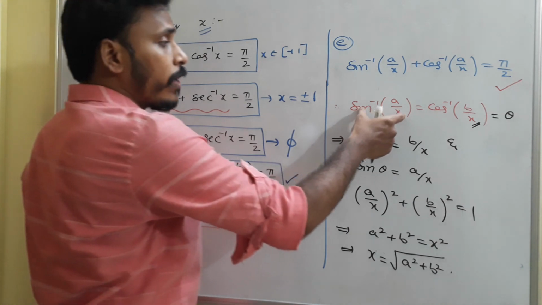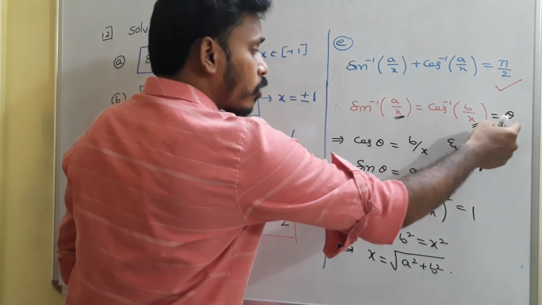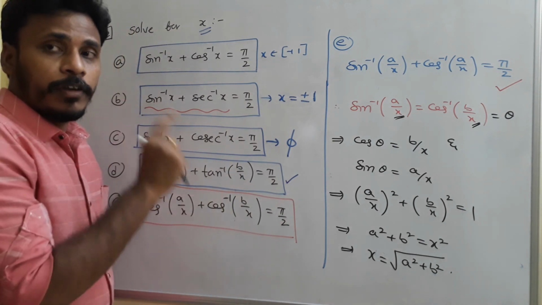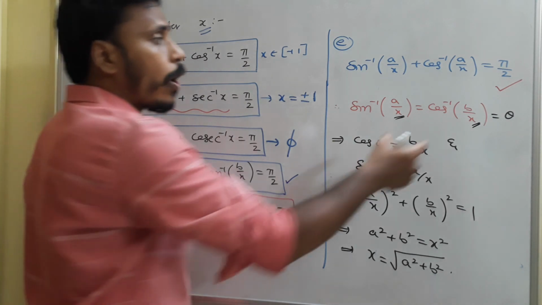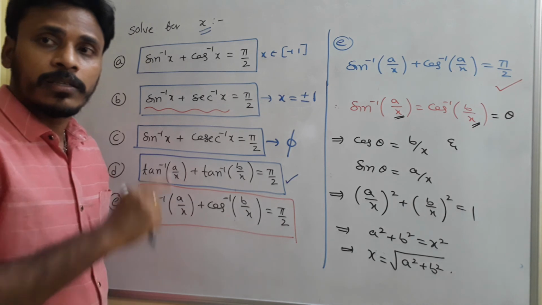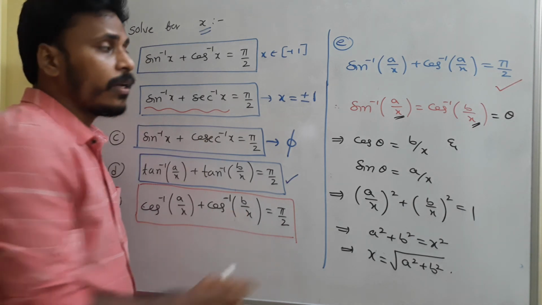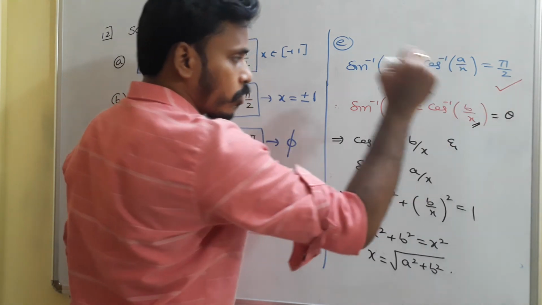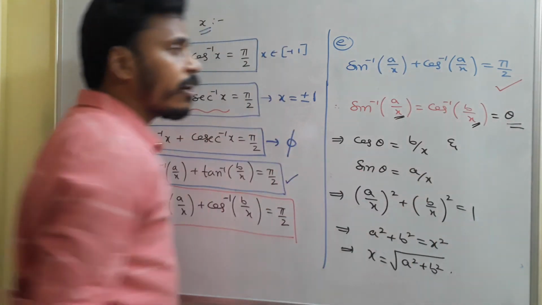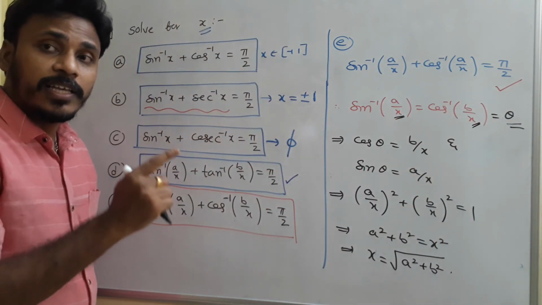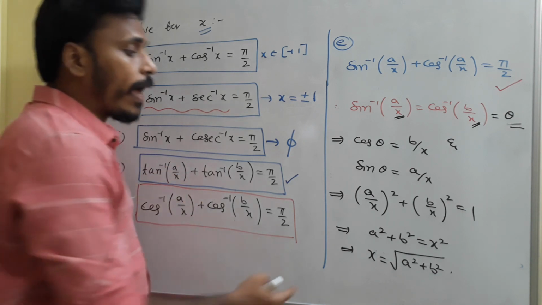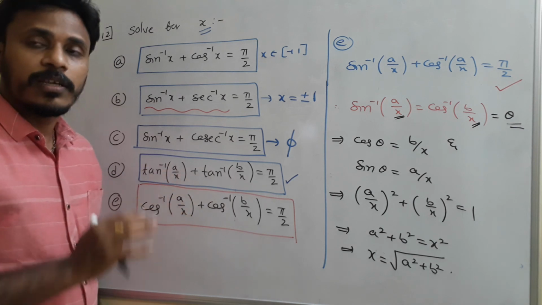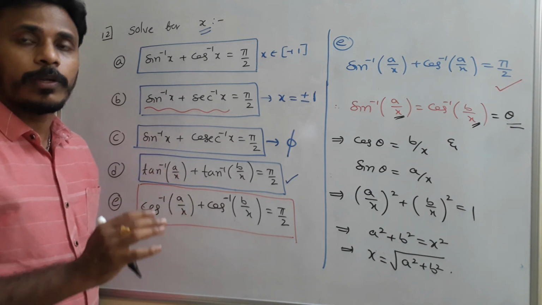See, sin inverse of a by x is theta, cos inverse of b by x is theta. What is the range of sin inverse a by x? First quadrant or fourth quadrant. What is the range of cos inverse b by x? First quadrant or second quadrant. The common quadrant is the first quadrant. That means theta is in the first quadrant. Since theta is in the first quadrant, we need to accept only positive values for x. So at the end your answer is x is equal to root of a square plus b square.